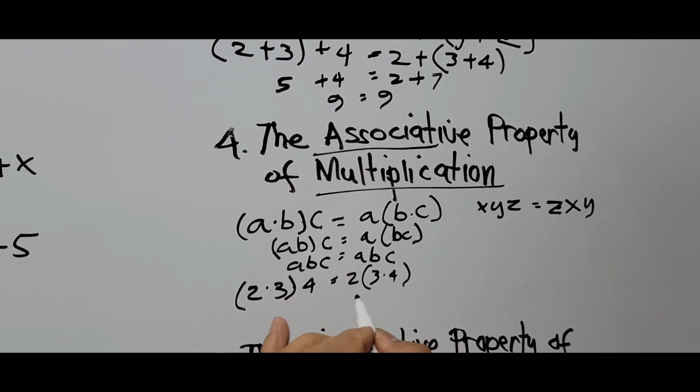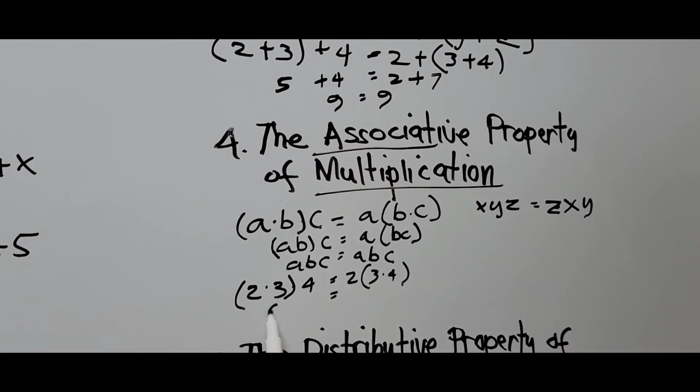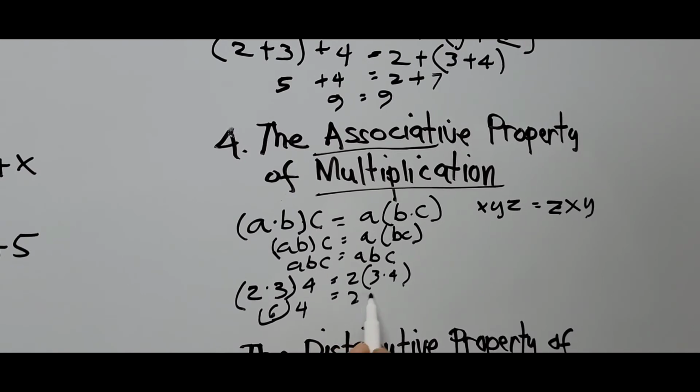Alright, can we solve that? Let's say 2 times 3. The answer should be equal to the same on the right side. 2 times 3 is 6, so that's 6 times 4. And here, we do that in the parentheses first. 3 times 4 is 12. Is that equal to the same? 6 times 4 is 24. 2 times 12 is 24. So it's correct.